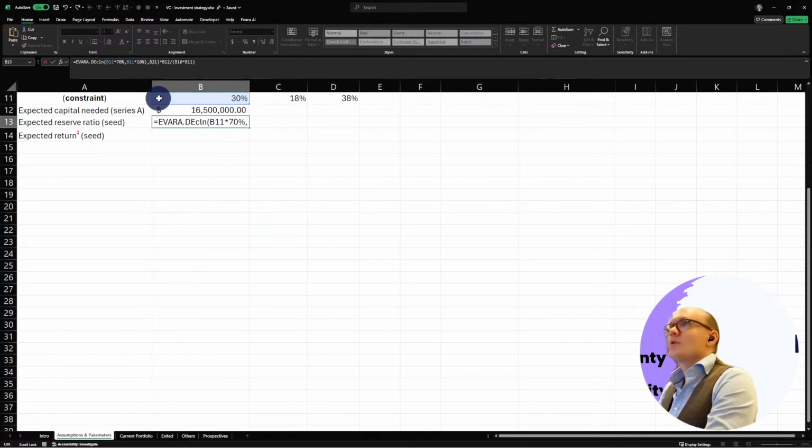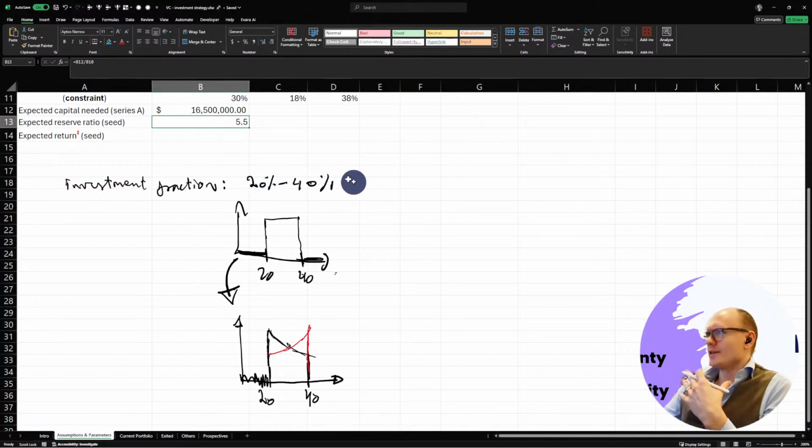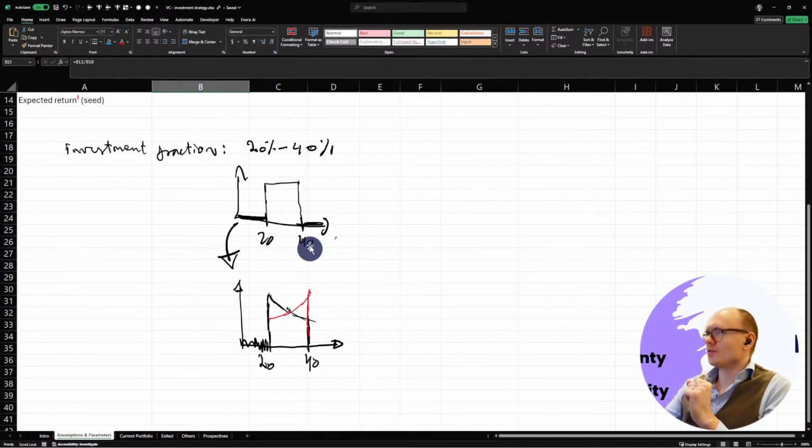So one thing we could use. Okay, here we go. Okay, so just to recap, let's say the investment fraction here was 20% to 40%. Then we can draw this out like this. So this is sort of the figure which shows the spread of the possibilities of these investment fractions that we might expect to see. They're all equally likely, but in this bound, 20 to 40.